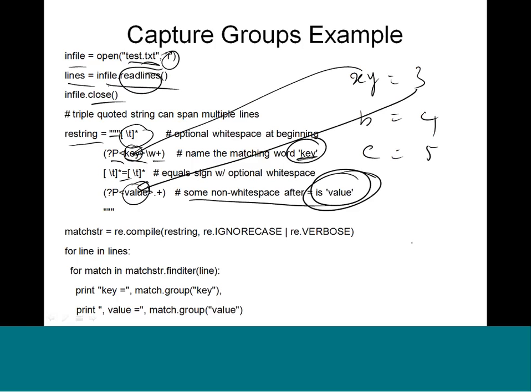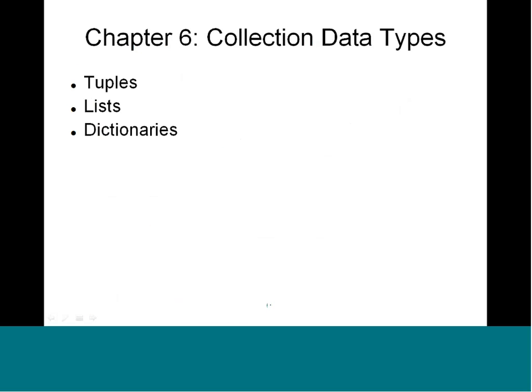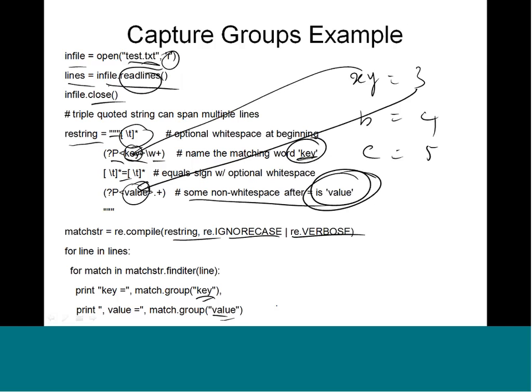Then we do the restring, ignore case, then pipe it to verbose, and that's what we are compiling. Then we do for line in the lines, print key equal to the match group key, and value is match group value. So this prints x y and then 3, and then it continues on with b 4, c 5. So that's what we want to get.